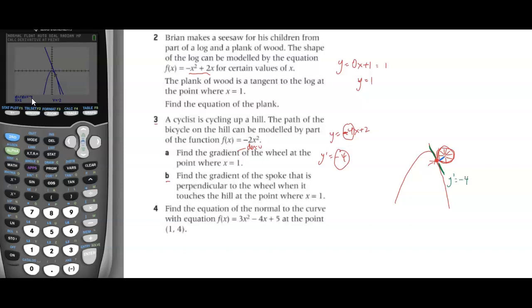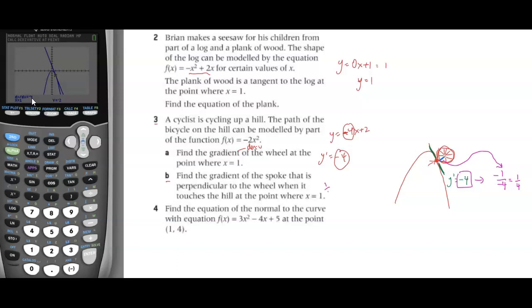What is the slope of the blue line? It's perpendicular to -4. Now go back and remember, when I found perpendicular slopes, what I did was take the original slope and put -1 over the original slope. So I did -1 over -4, and then I simplified it. So then it became 1/4. Okay? So this blue spoke, the derivative or the gradient of it, is 1/4.